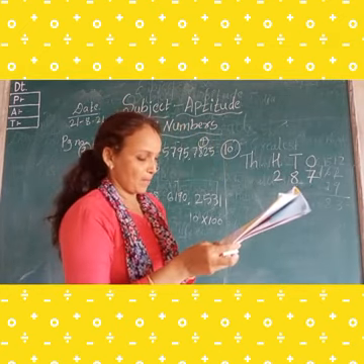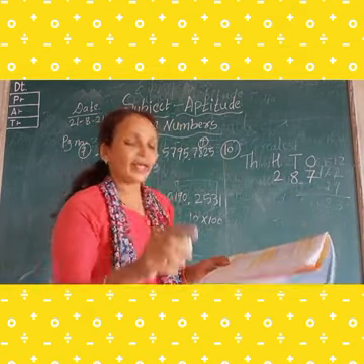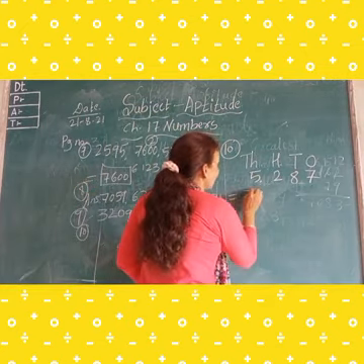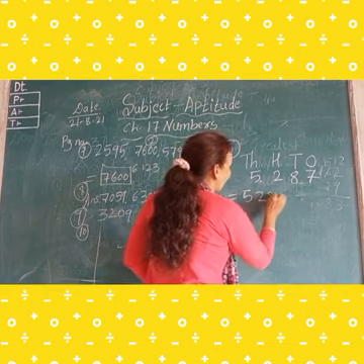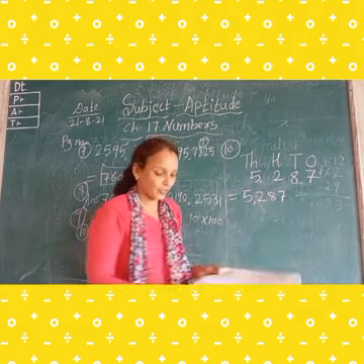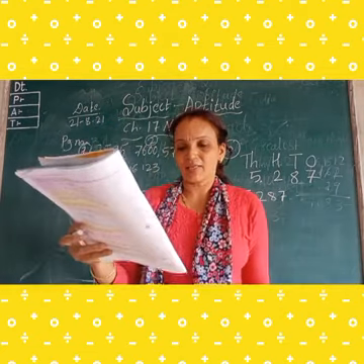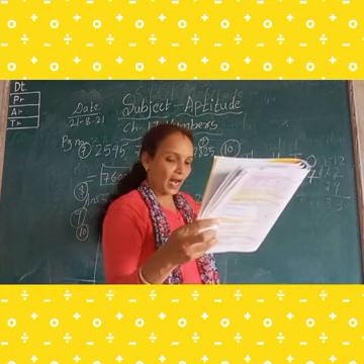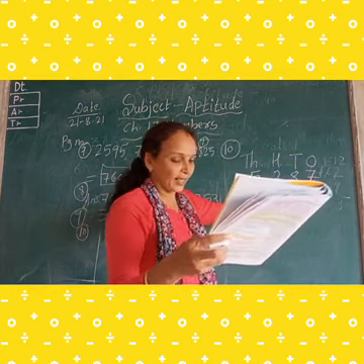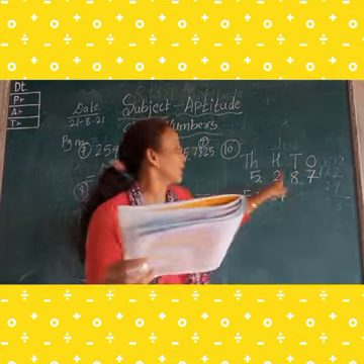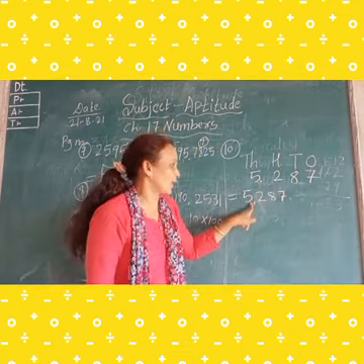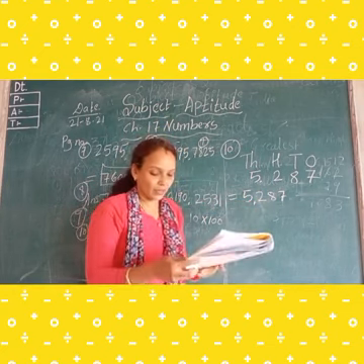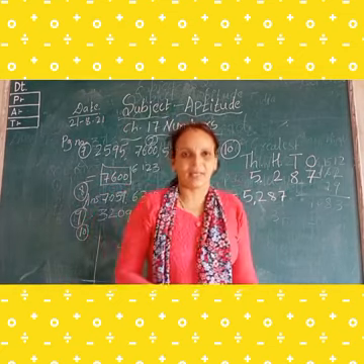Then 5 in the thousands place. Now our answer is 5287. Is it clear, students? Find the number with 7 in ones place, 2 in hundreds place, 8 in tens place, and 5 in thousands place. So we get the number 5287. So students, we completed page number 37.